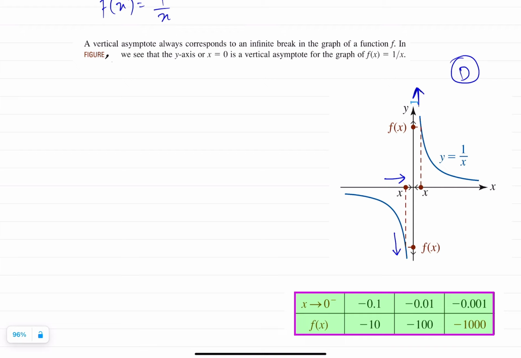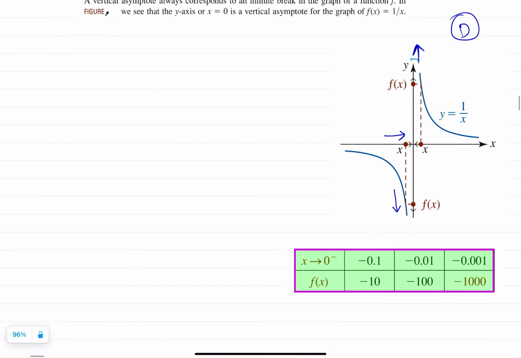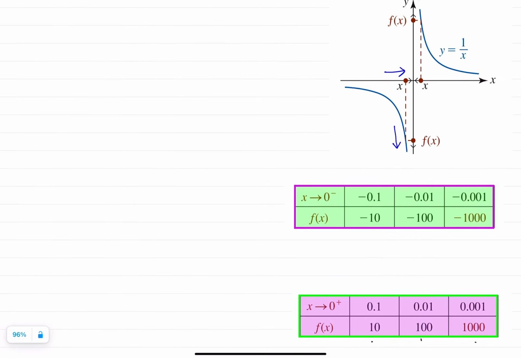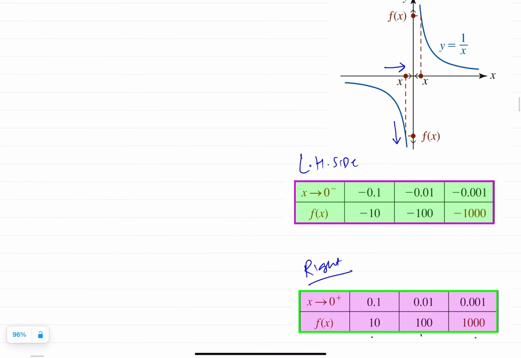If you go much closer to 0, the output could be in the millions, billions, negative million, negative billion, negative trillion. So that means it's not a specific number. Similarly, this is the left hand side, and this is from the right hand side.